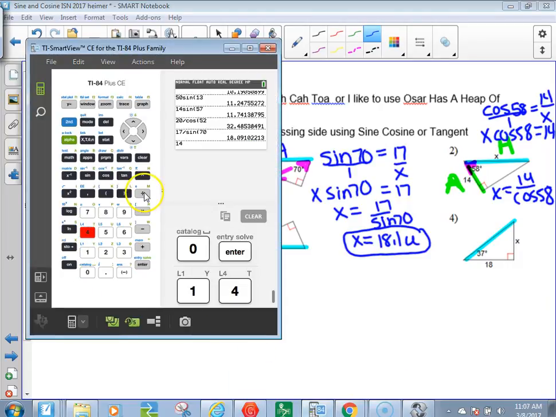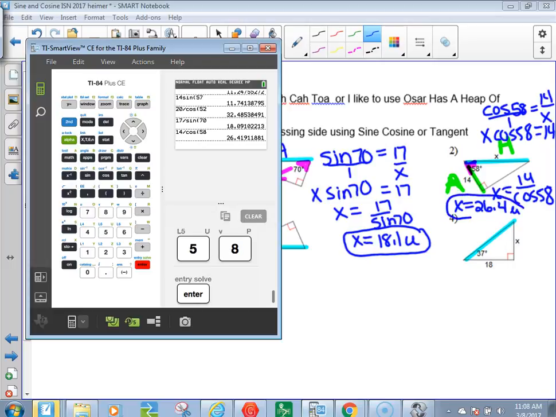Well, now's the time to get it straight. Okay. Oh, I see. 26.4 would be the value of x for this problem. Uh-oh, you're not getting 26.4? Okay, you need to divide 14 by cosine 58. And that's why I'm asking if you got it, because that's important. We have to make sure we're typing it in correctly.